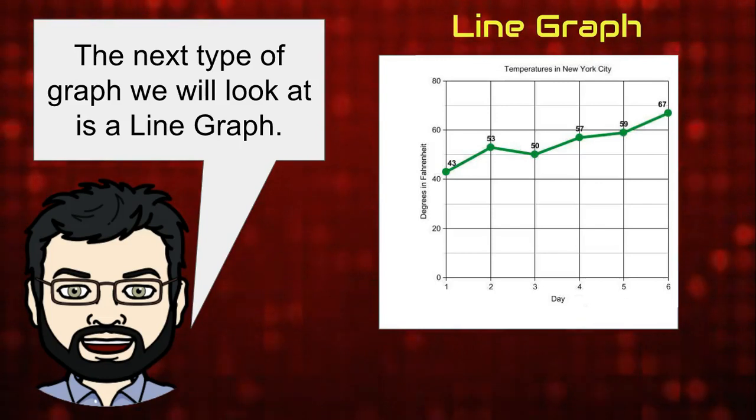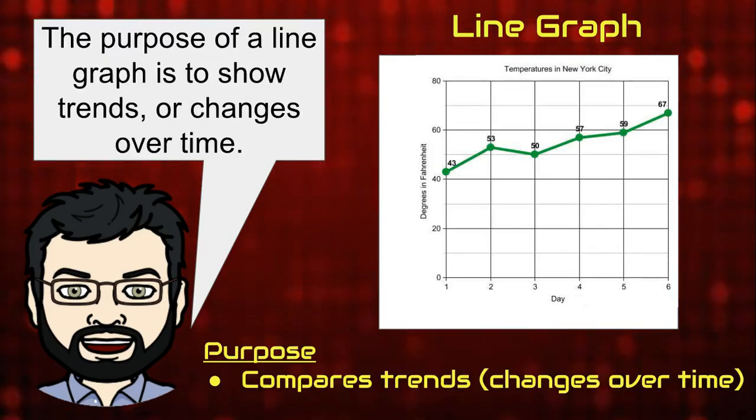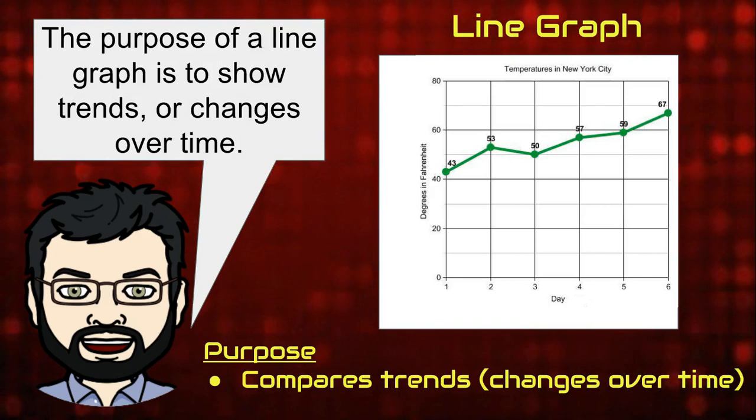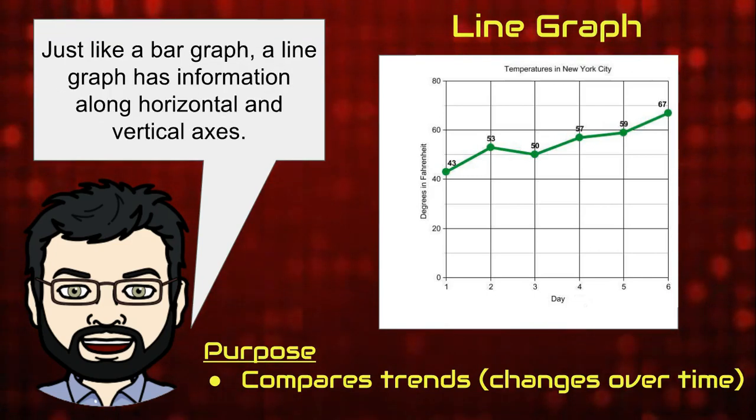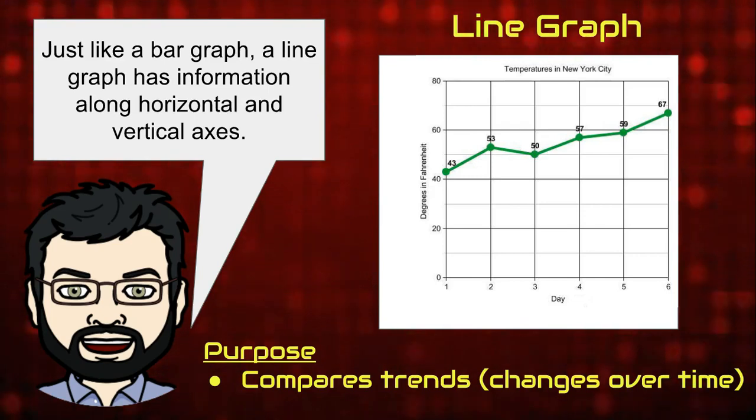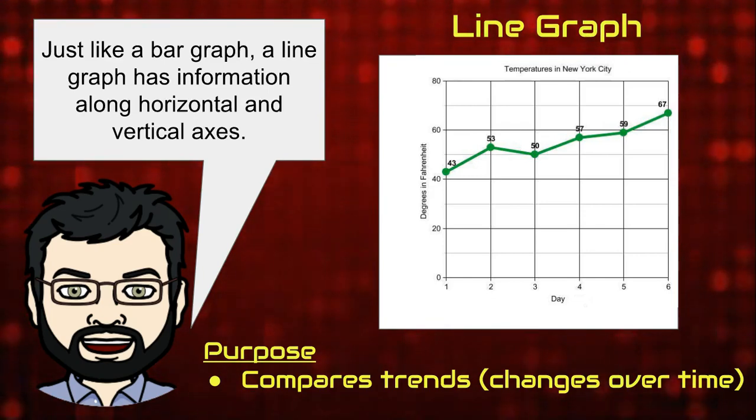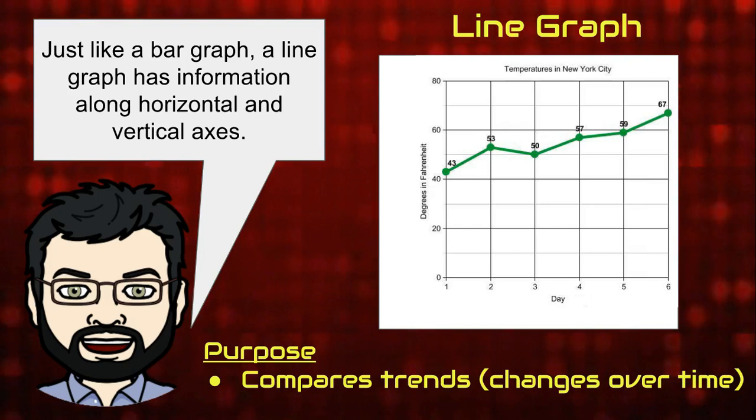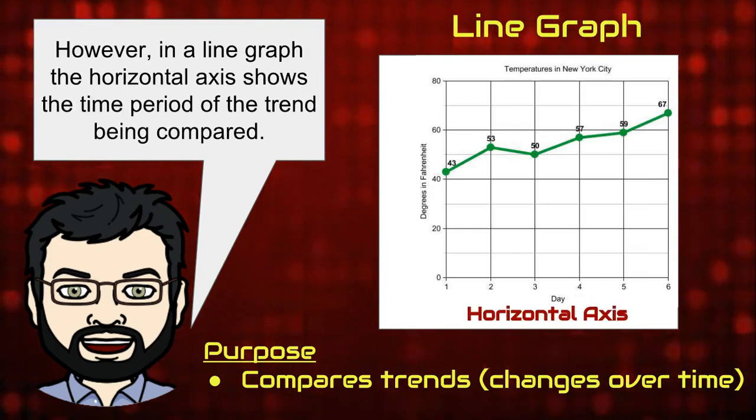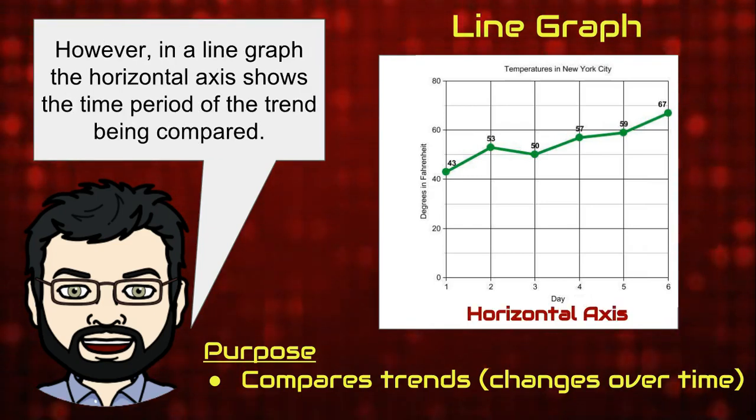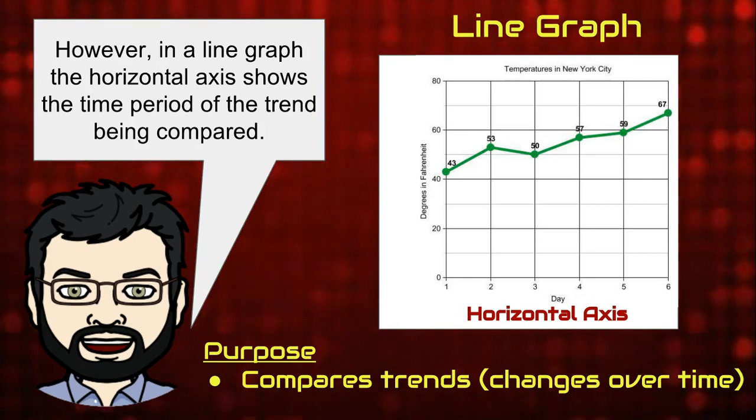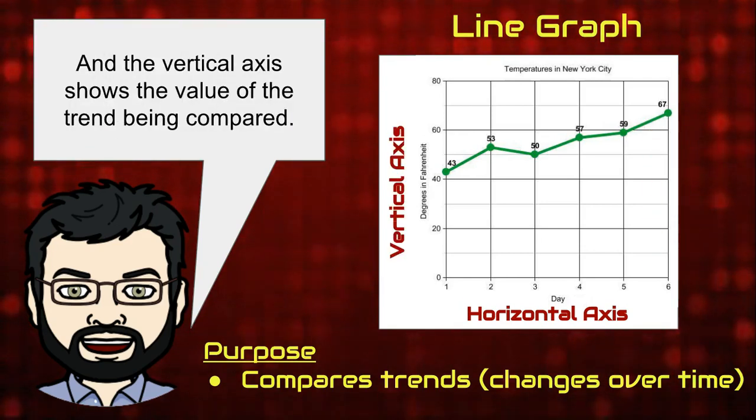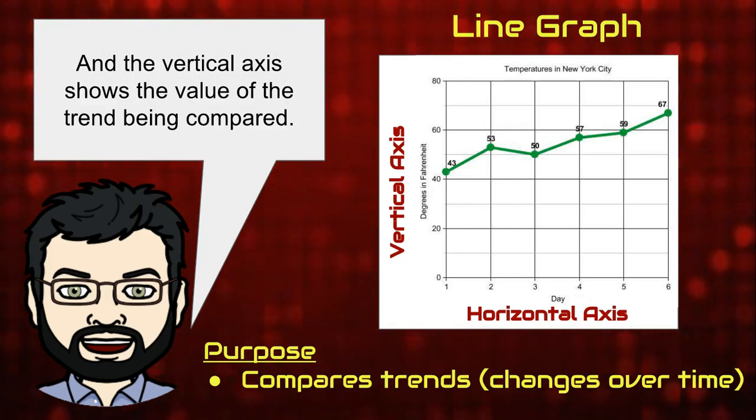The next type of graph we will look at is a line graph. The purpose of a line graph is to show trends or changes over time. Just like a bar graph, a line graph has information along horizontal and vertical axes. However, in a line graph, the horizontal axis shows the time period of the trend being compared, and the vertical axis shows the value of the trend being compared.